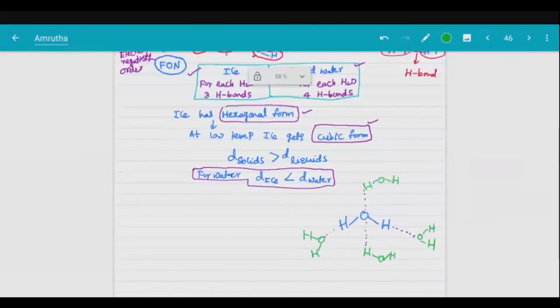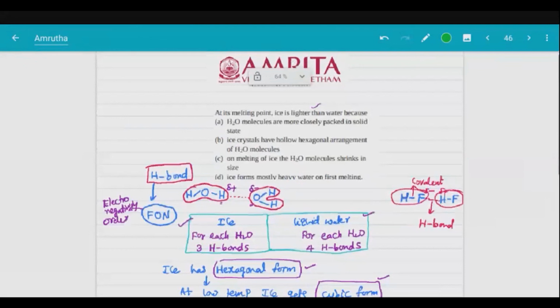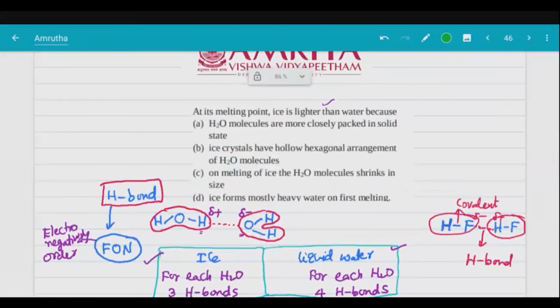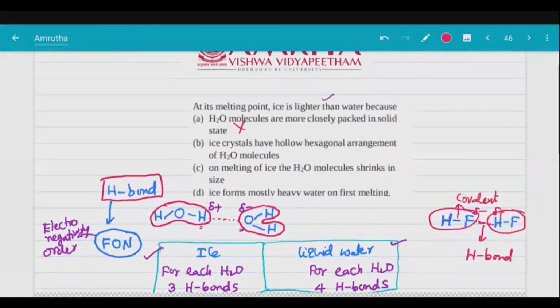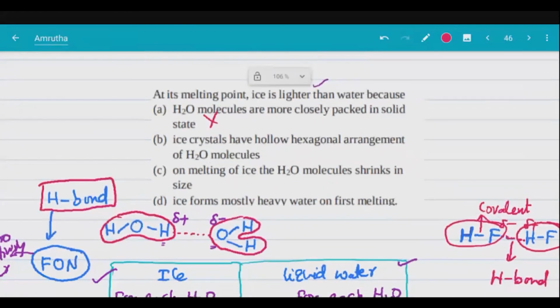Okay. Fine. So look at the statements. So the first statement is wrong. Yes or no? This is wrong, no doubt, because if they're closely packed, that solid should have more density. Next, ice crystals have a hollow hexagonal arrangement of H2O. Is it true? Yes, somewhat true.